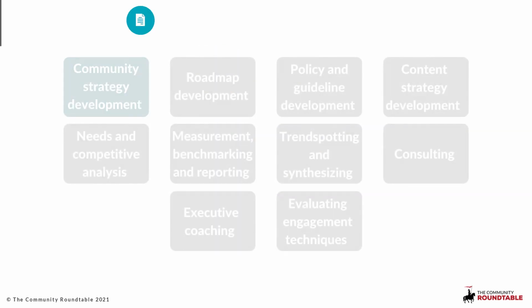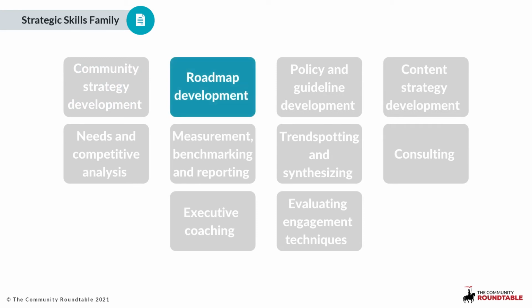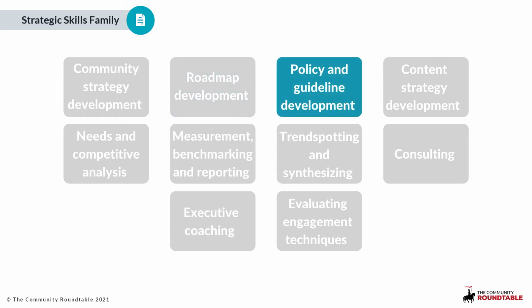Community strategy development involves identifying shared purpose and value of the community for the organization and members, how it will be achieved at a high level, and developing the business model that will support it. Roadmap development is concerned with developing the plan for operations and tactics that will allow the community to fulfill its strategic goals. Policy and guideline development is the collaboration with internal stakeholders and others to define formal policies and create informal guidelines that help members understand what is appropriate and inappropriate within the community in plain language.